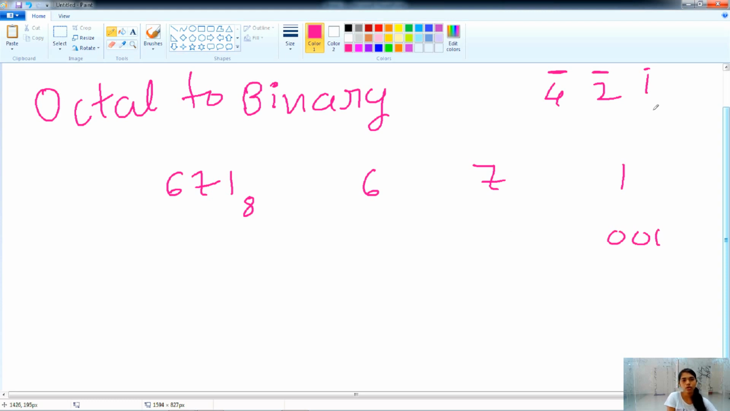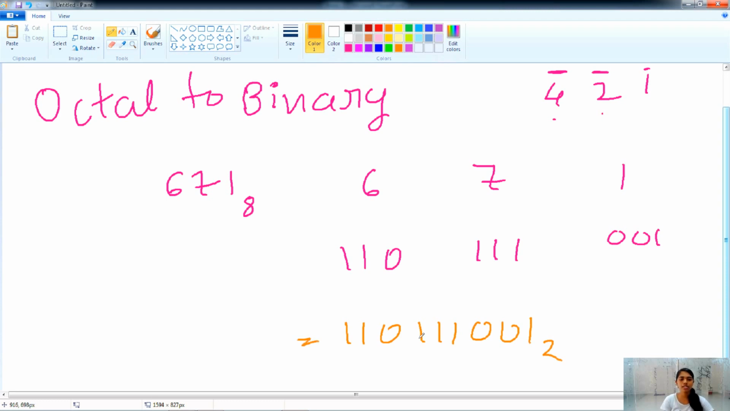For 7, 4 plus 2 plus 1 would make it 7. So we will write 1, 1, 1. And for 6, this 4 plus 2 would make it 6. So 1, 1, 0. So here we have our binary number. That is 1, 1, 0, 1, 1, 1 and 0, 0, 1. Base as 2. And this is our answer. And this is how an octal number can be converted into a binary number.